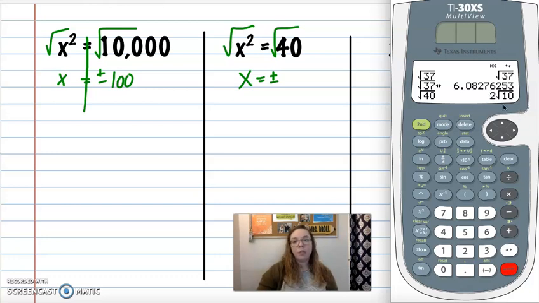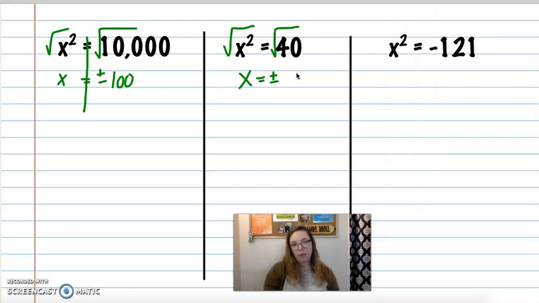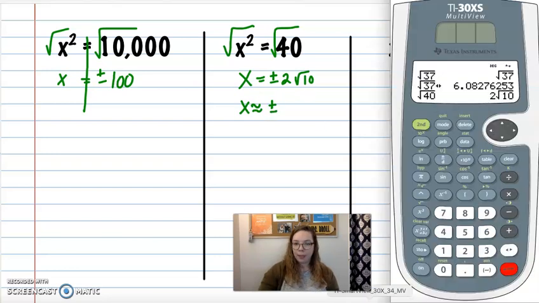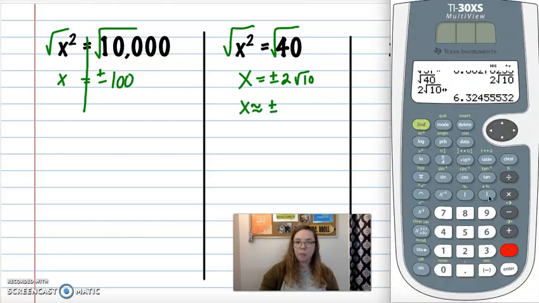Okay, so this is what we call exact form. So 2 root 10 is the exact form. So if a program like Delta Math asks you for exact form, that's what they're talking about. Or you can do approximate form, which will be the most common for us, which is the decimal. So I hit that toggle button, I get 6.3.